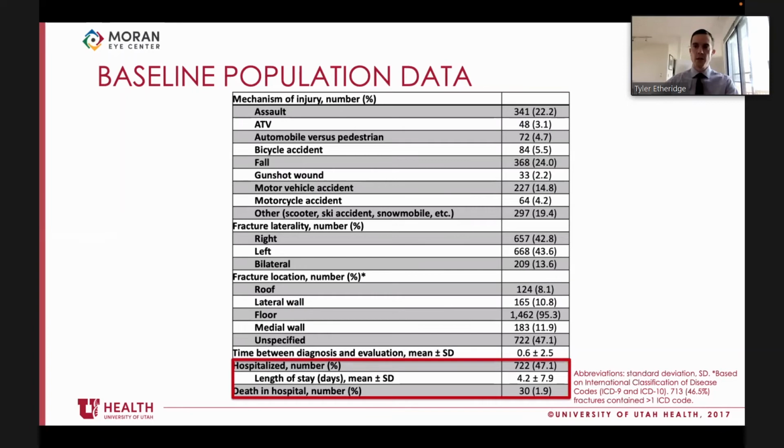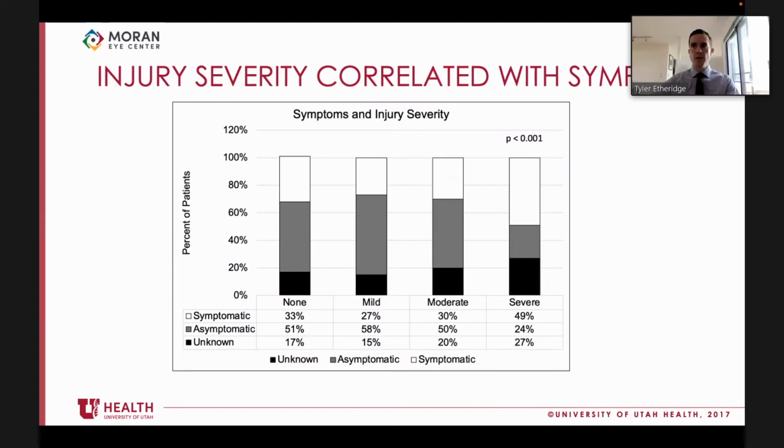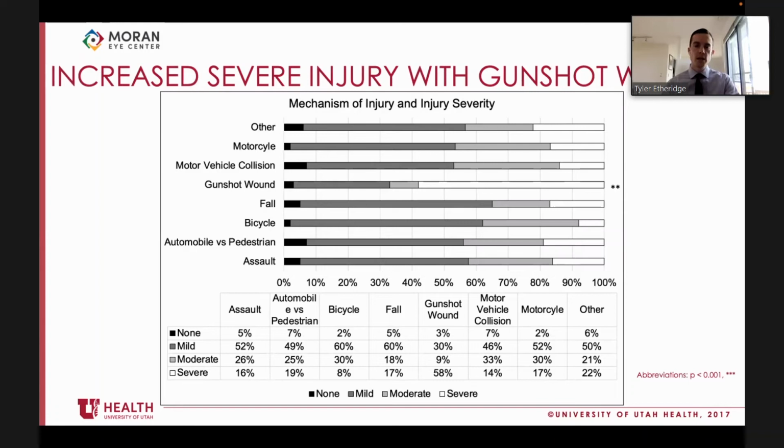After categorizing patients into those who were visually asymptomatic versus symptomatic, we observed that visually asymptomatic patients were more likely to have a lower severity of ocular injury, in the mild and moderate categories. However, about 19% of our patients were unable to report the presence of symptoms, most commonly because they were intubated and sedated. We observed that gunshot wounds were highly associated with severe ocular injury. And interestingly, falls were associated with a lower severity of injury. However, those results did not quite reach statistical significance.